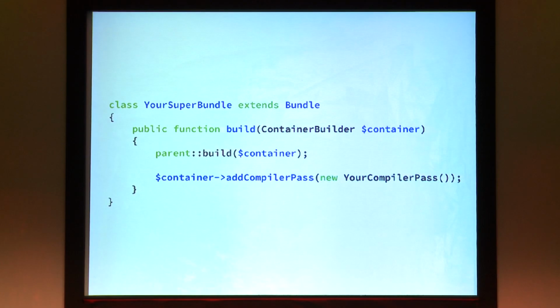Okay? The way you register compiler passes in your Symfony application is inside your bundle, you have a build function, you override it, call the parent one, and then do container add compiler pass, and just pass the new class name, the custom class that you have.